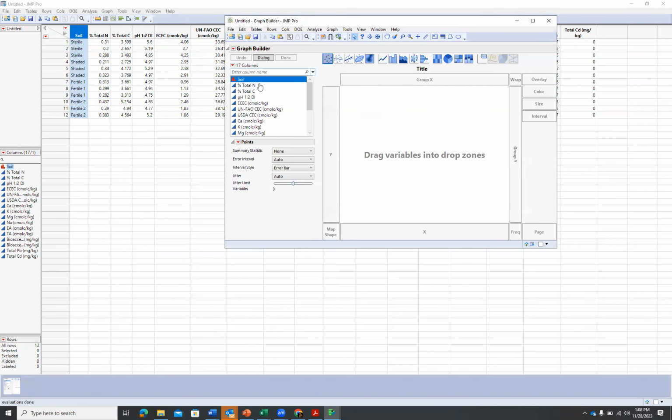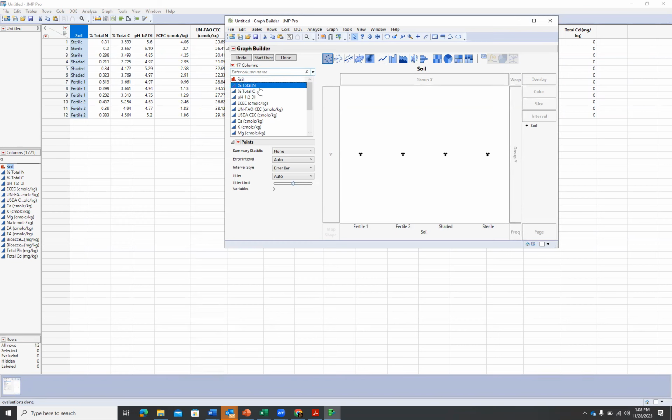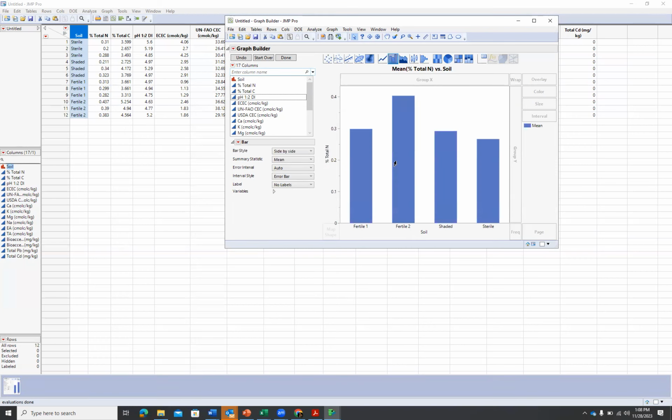Okay, so go to the Graph Builder, and then drag soil to the x-axis. And then all we're going to do is just go down the list of variables and try them out and see if there's any relationships that we can notice between soil as the independent and total nitrogen, total carbon, pH, EC, etc. And I'm going to use the column graph, and I'm also going to put in some error bars.